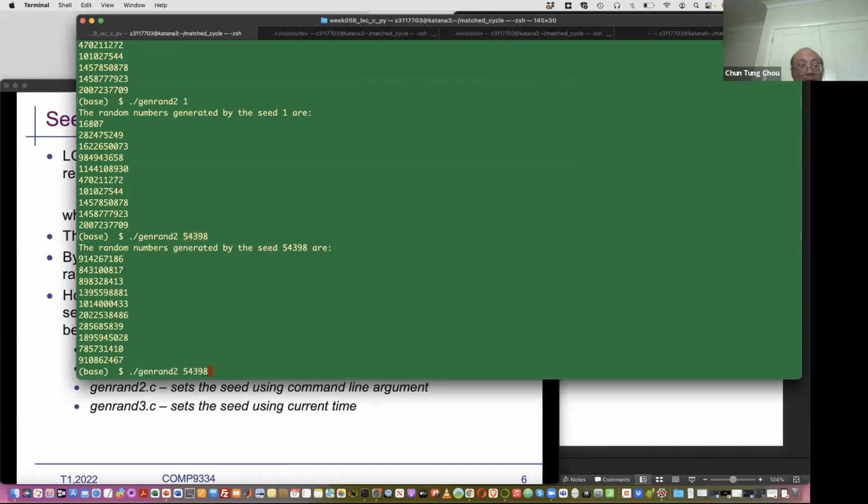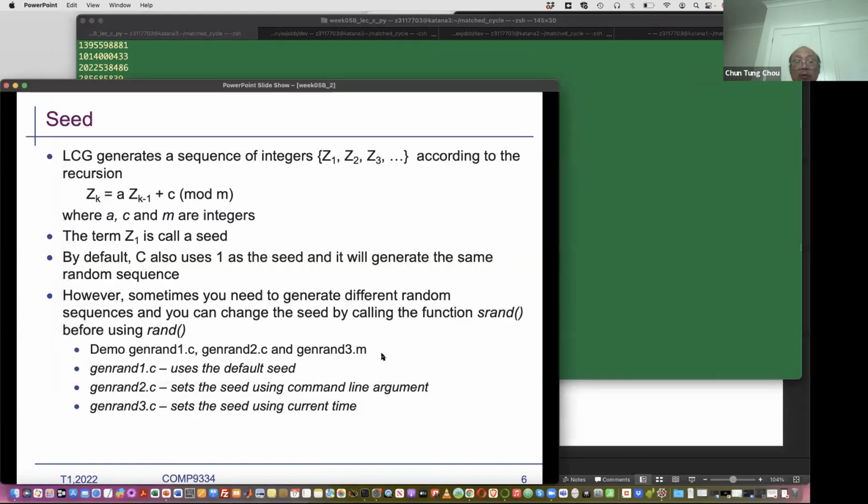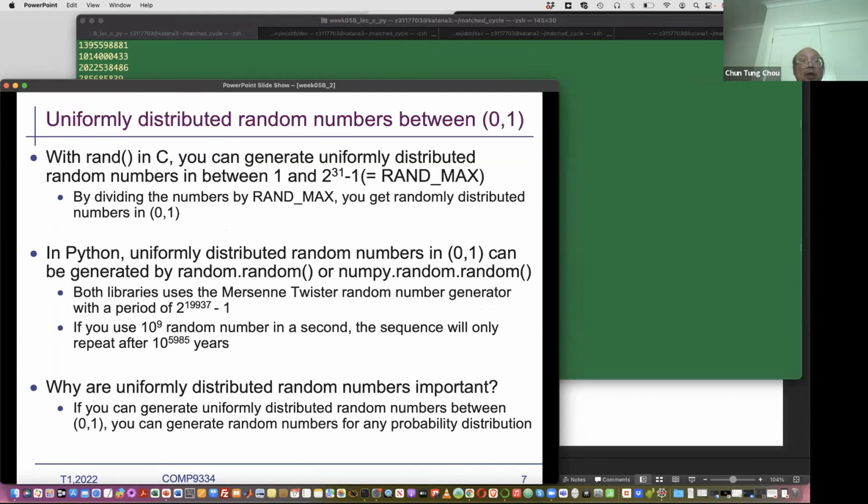So I have these random numbers, which are different from what you have seen before. If I do it another time, what you see here is these numbers are also different. So it means each time you run, you get a different set of random numbers. You can go through the C programs later on. But the key idea I want to introduce to you is this idea of seed, this idea of pseudo-random generators.